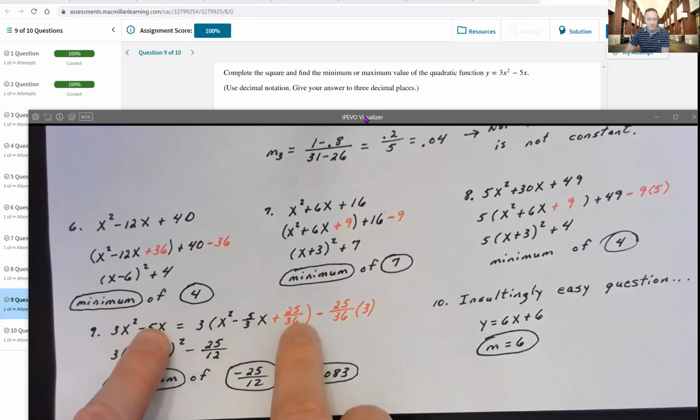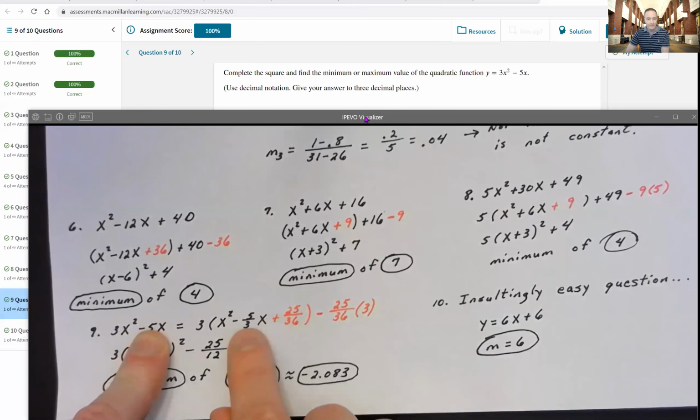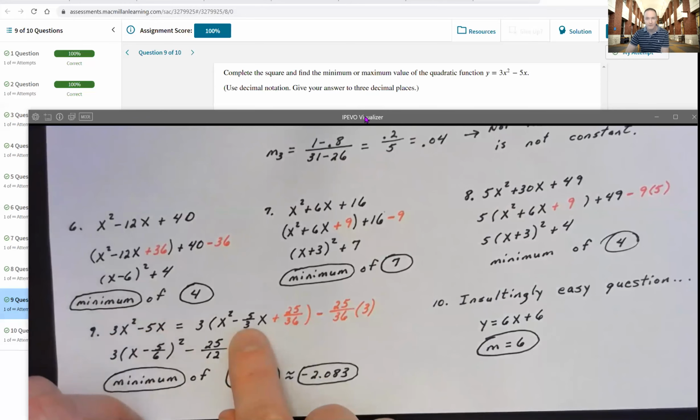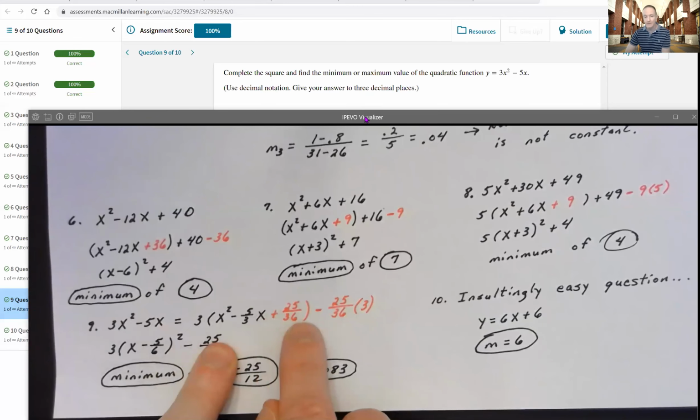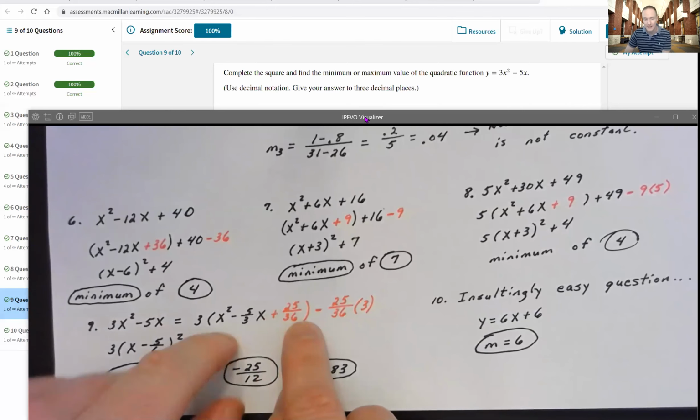But now comes the step in the problem where I need to create the perfect square trinomial. Every single solitary time, the term that you need here is half of this number squared. So I'm thinking, well, half of 5/3 is 5/6. What is 5/6 squared? 25/36. Gorgeous! I add that 25 over 36 in on the inside.